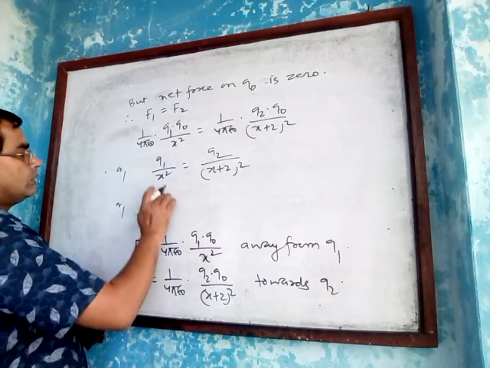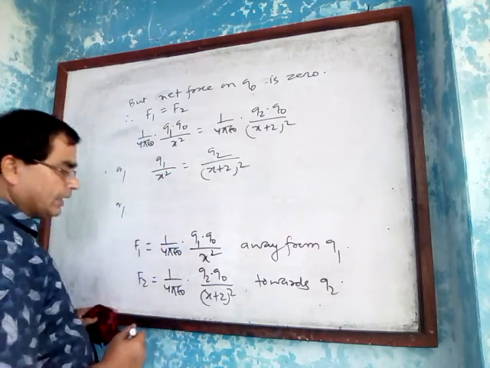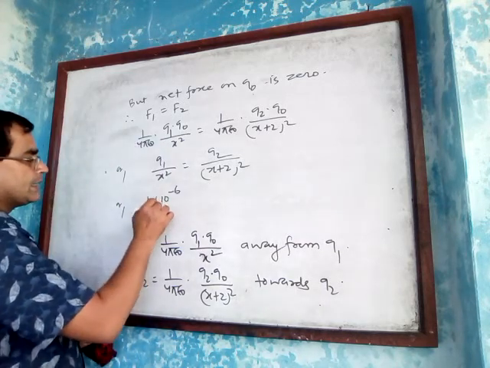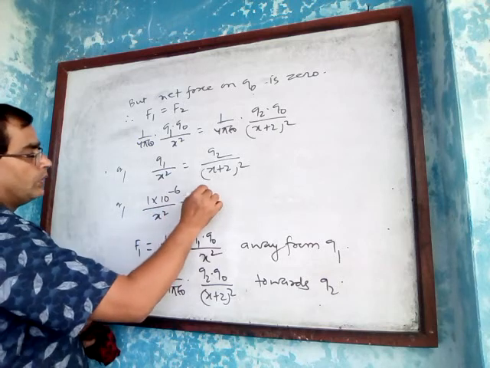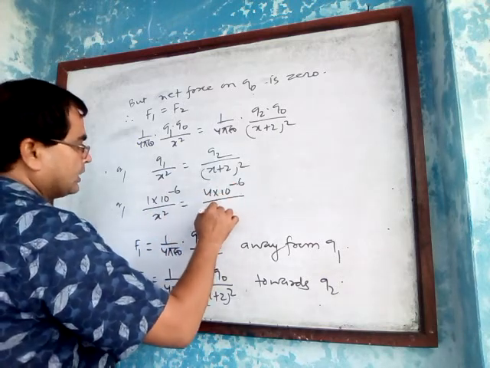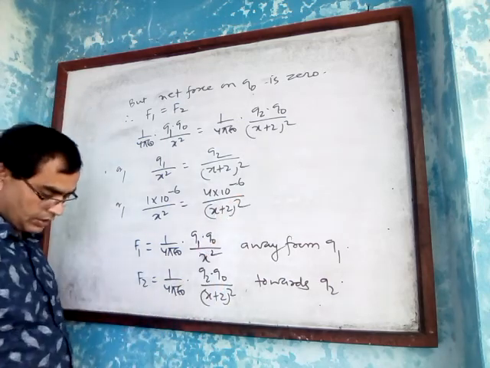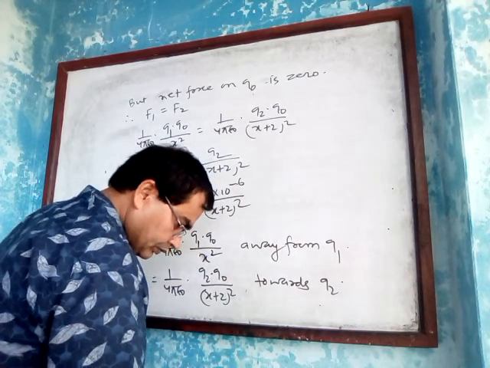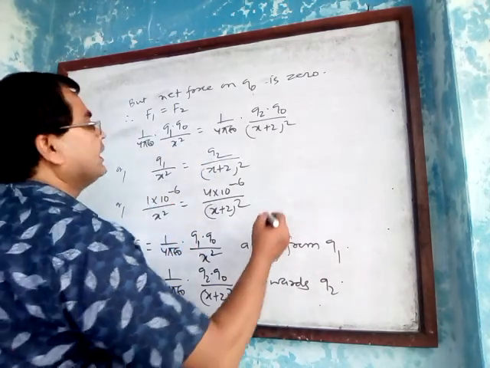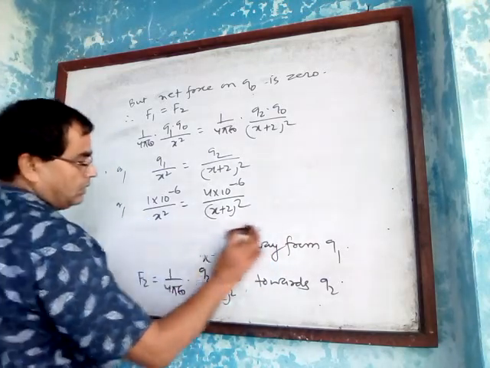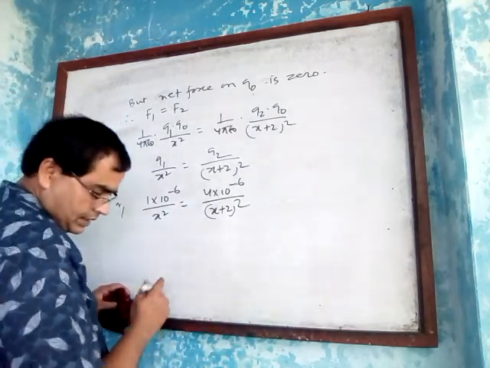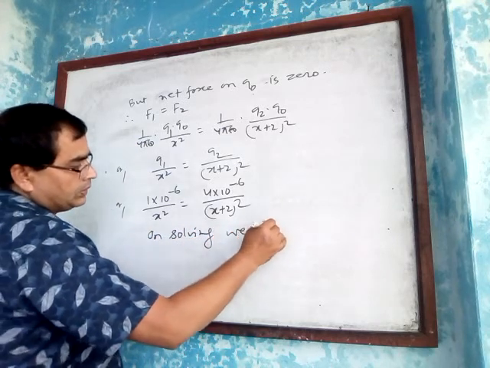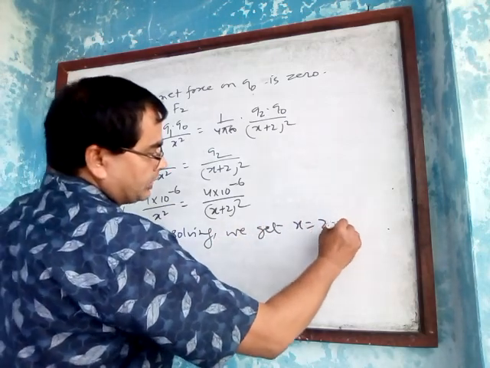Okay, Q1 equals 1 into 10 to the power minus 6, so 1 into 10 to the power minus 6 upon x square equals 4 into 10 to the power minus 6 upon x plus 2 to the whole square. Okay, on solving we get x equals 2 meter.